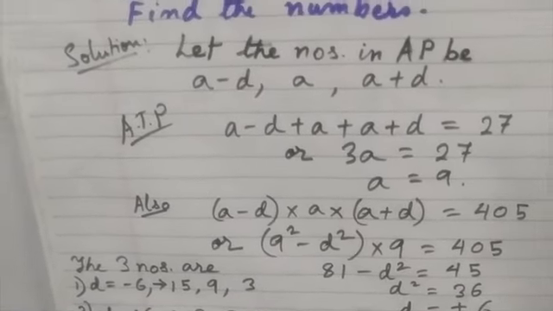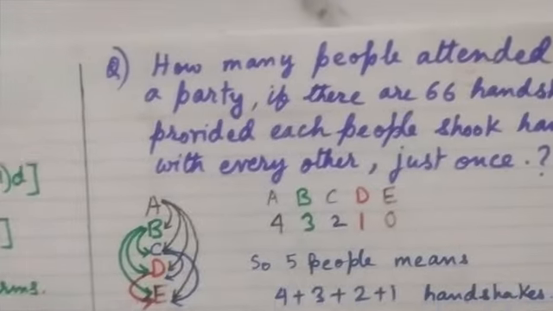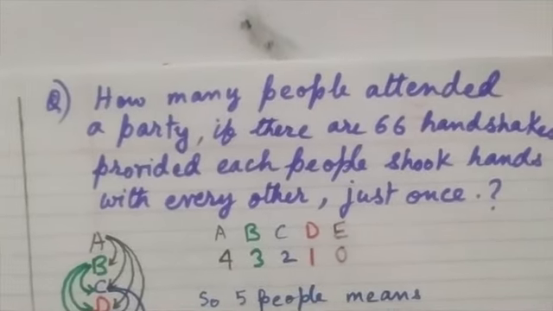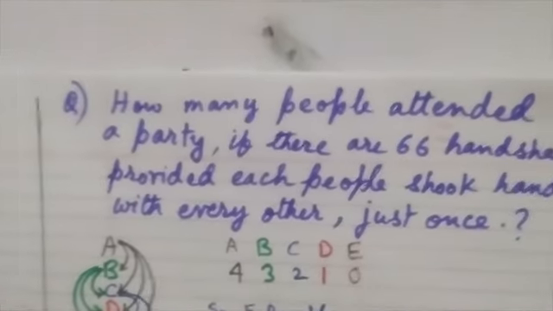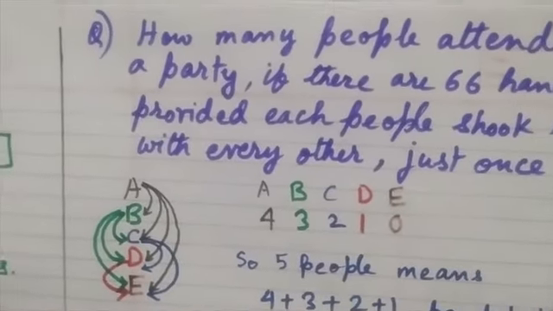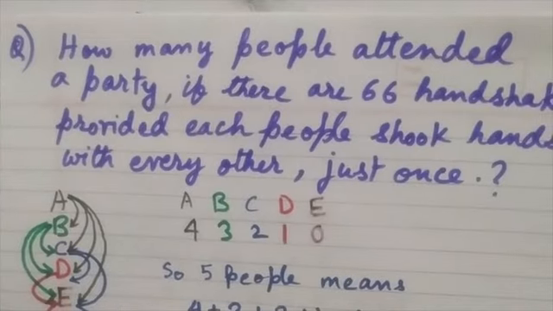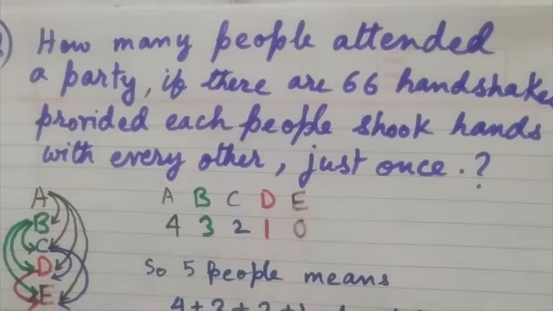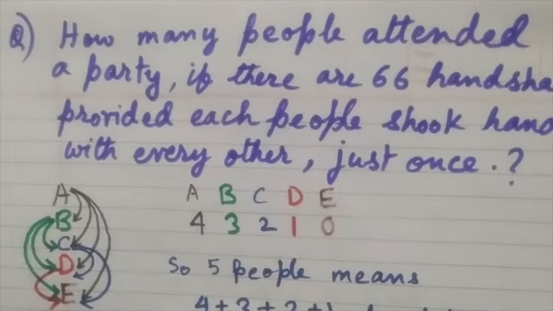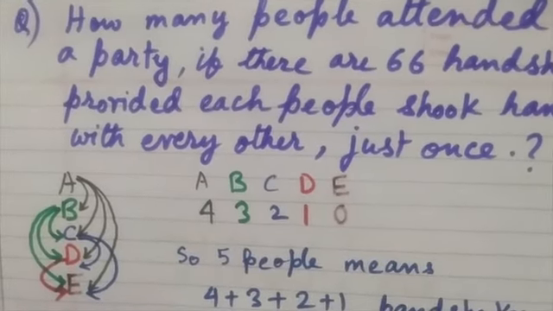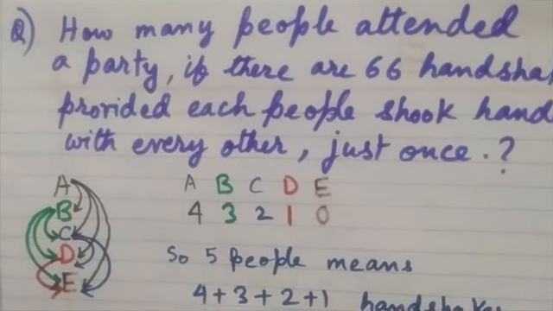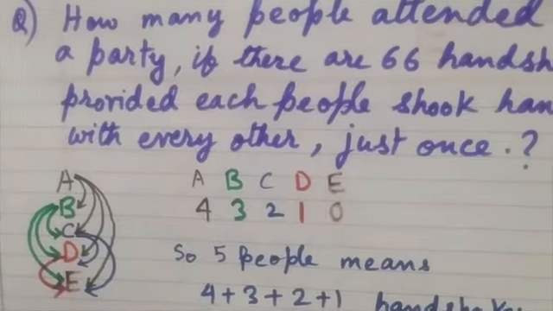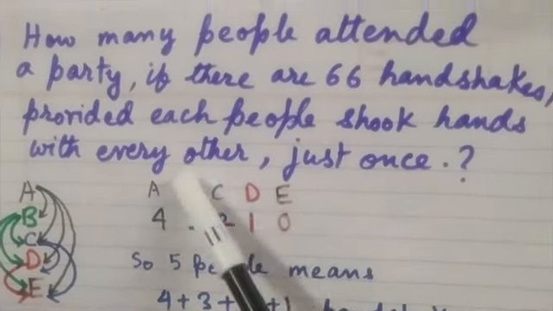Okay, now we come to a special problem. You won't find this problem elsewhere, but this is a problem in AP series only. How many people attended a party if there are 66 handshakes, provided each person shook hands with every other just once? Now amidst all the chaos going on in the outside world, we have forgotten about handshaking and everything, but still it's a reminder of older times. So now this is the question.